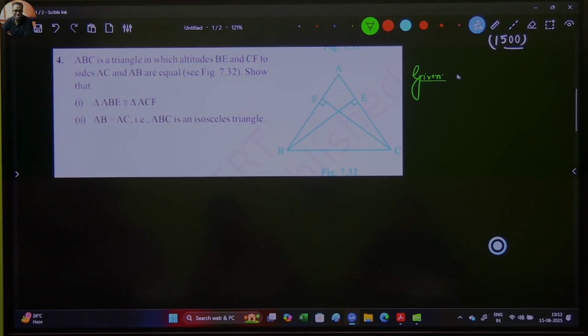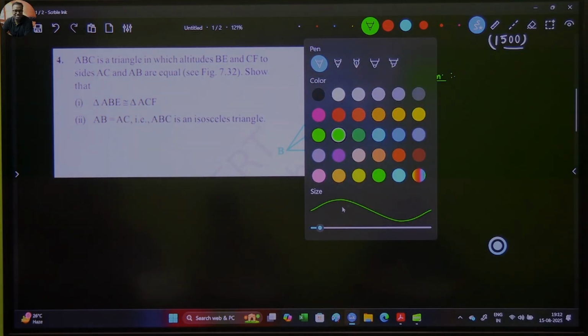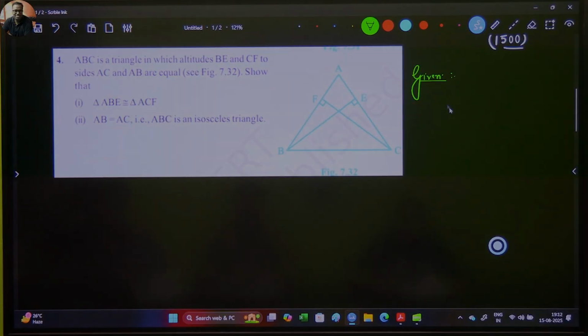Let's see what the given data is for us. First, we are given a triangle ABC. Go step by step, in which altitudes BE and CF. So it's the same thing. We have angle BFC is equal to angle CEB, and it is equal to 90 degrees. This is the first thing that is given to us. Then AC and AB are equal. That means the triangle is isosceles.